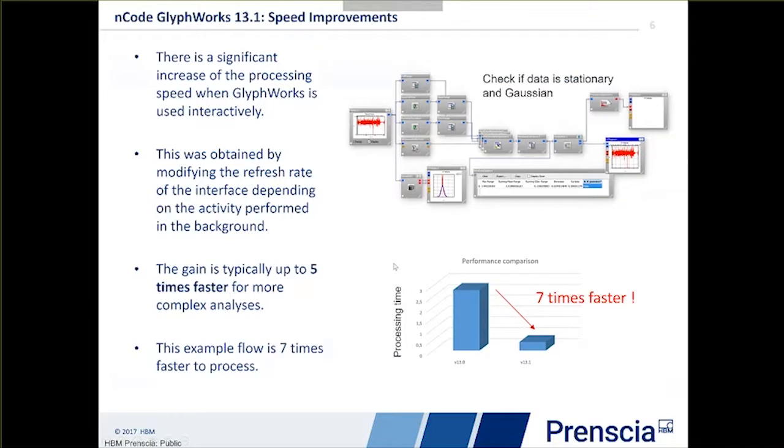For instance, this workflow here takes raw data, does a number of calculations to get hold of some metrics, and decides eventually whether the signal is stationary Gaussian or not. This one now in 13.1 takes 7 times less time to run. So it can be really amazing, the difference in speed. That's the main thing for 13.1.